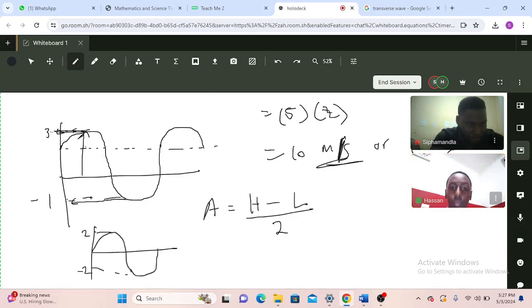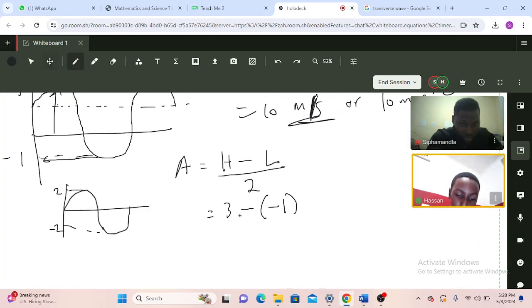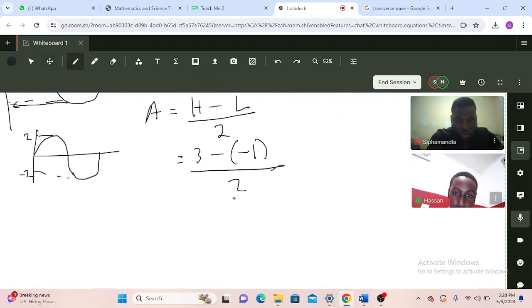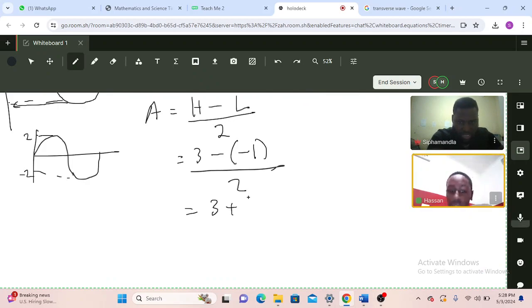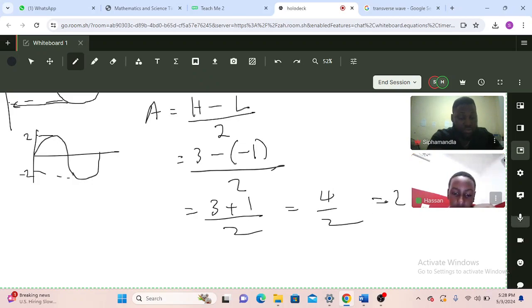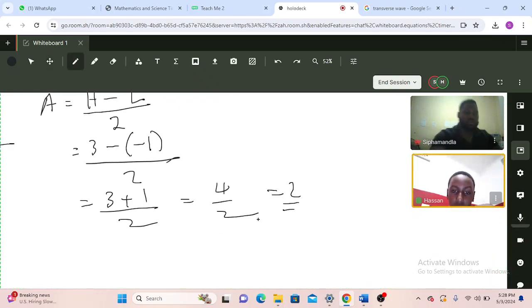Any question? So that means we will have 3 minus, be careful, bracket, -1, divided by 2. So what is negative times negative? Positive. Positive 1, so 3 plus 1 is 4, divided by 2, which should be 2. So your amplitude should be 2.